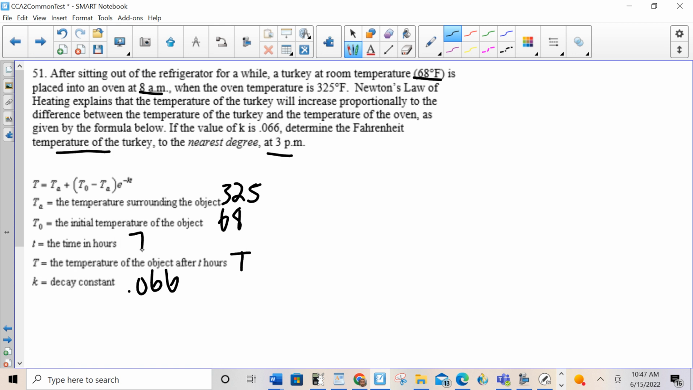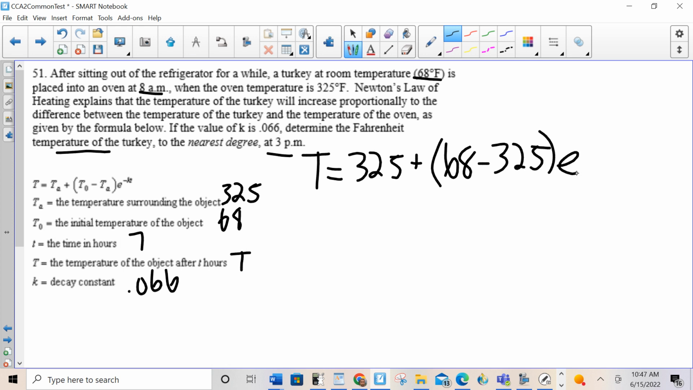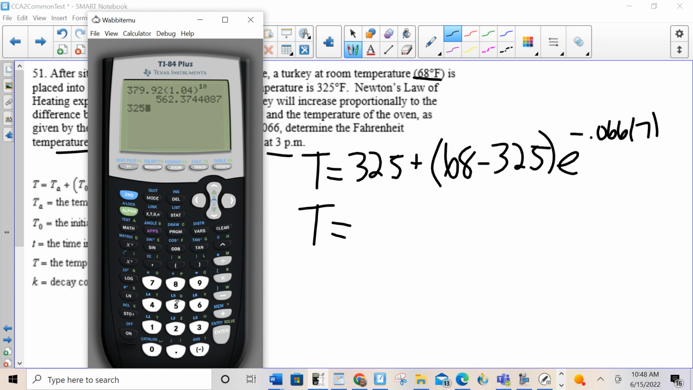Now that I have all that, I'm going to carefully substitute it in. T equals TA, which is 325, plus T0, which is 68, minus TA, which is 325, times e to the negative 0.066 times 7. This question might have looked hard, but it doesn't to me, because T is by itself. I don't have to do any algebra. I am going to just type in 325 plus parentheses 68 minus 325 parentheses times e to the power, negative 0.066 times 7.